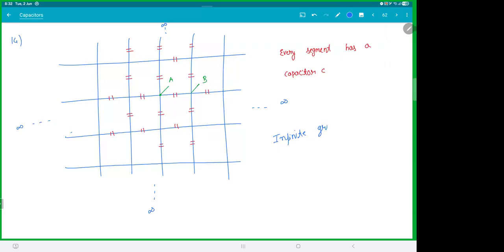This is an infinite grid. So if you put a battery between A and B, then what is the capacitance between A and B? How do we handle this?